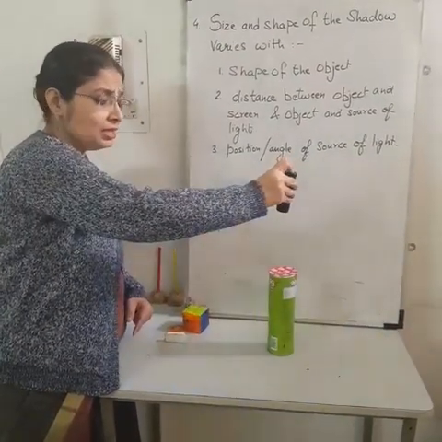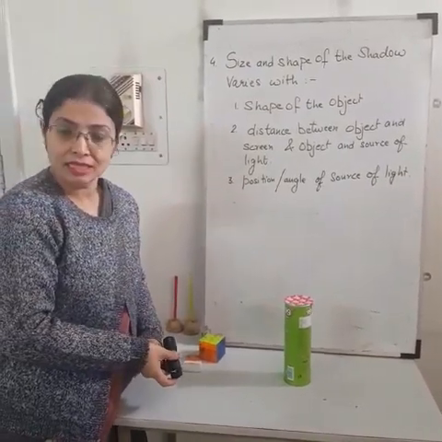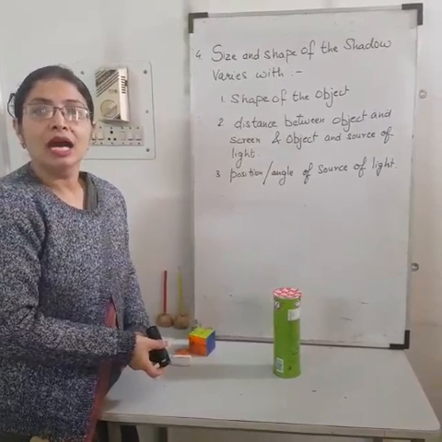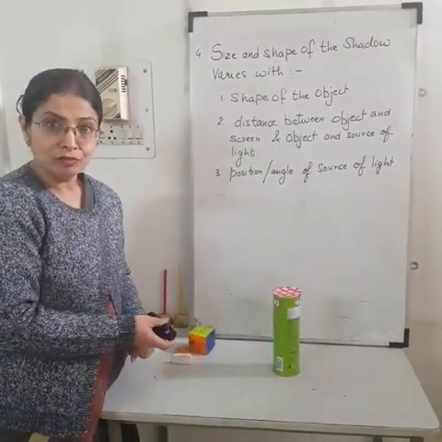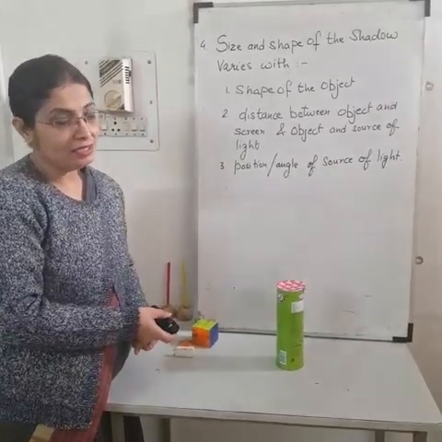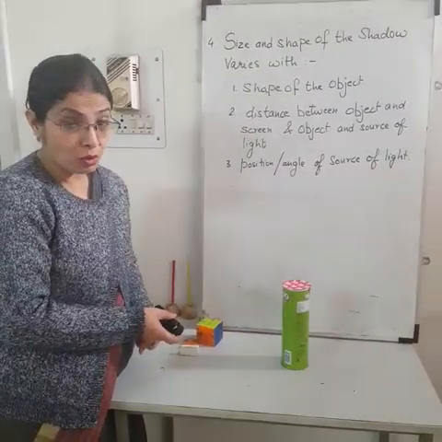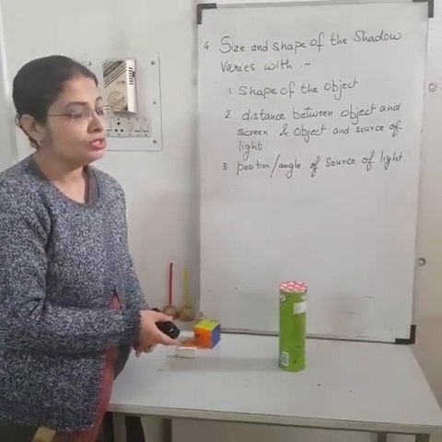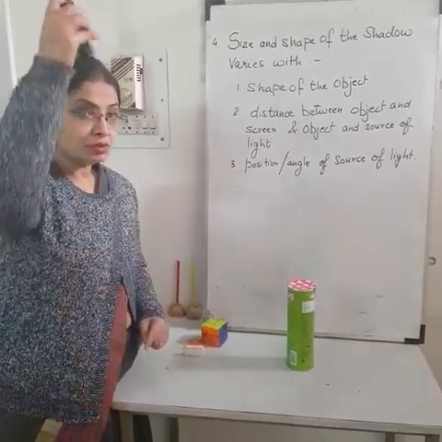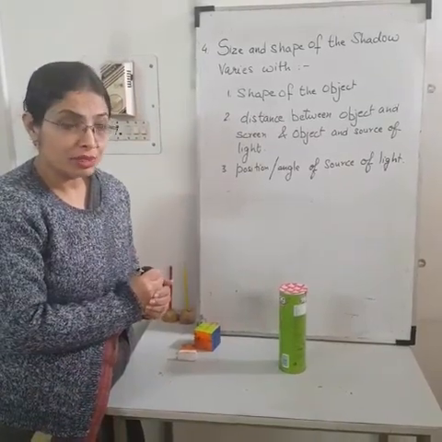This is a very common phenomenon that occurs every day in our life because of the movement of the earth. The sun rises in the east and sets in the west. And you must have observed that during early morning and evening hours, your shadows are very very long. But as the sun comes overhead at noon, your shadow becomes very very small.